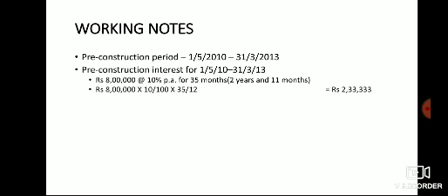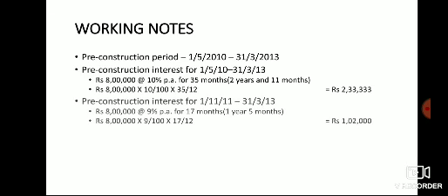Pre-construction interest for the first loan. The loan is rupees 8 lakh paid at 10% per annum. This comes to 35 months, 2 years and 11 months comes to 35 months. So 8 lakh into 10% into 35 by 12, we get 2,33,333. This is your pre-construction interest on the first loan.